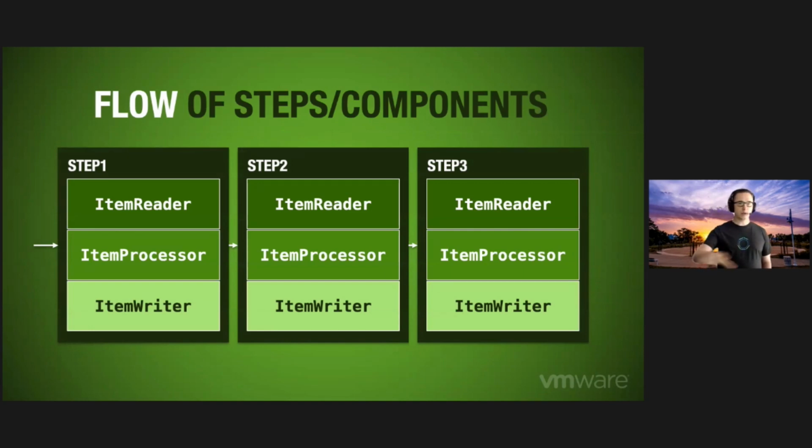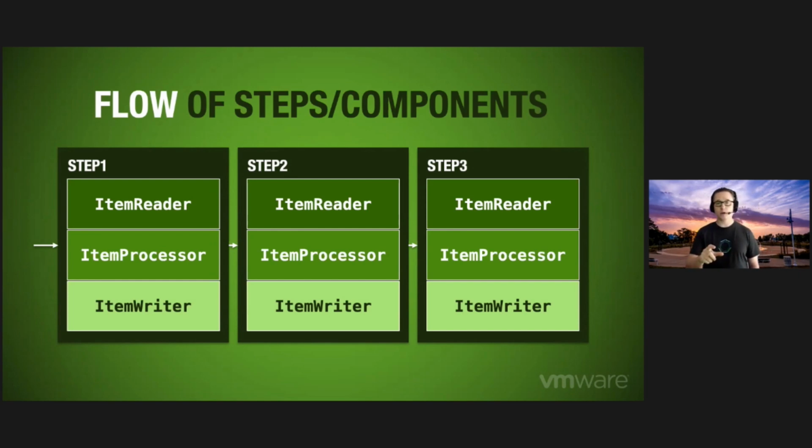This is what a Spring Batch job might look like. So this is kind of the flow we would expect to see. So we've got 3 steps, step 1, step 2, and step 3. Each one of these steps has up to 3 components. One of them is optional. The item reader, the processor, and the writer.